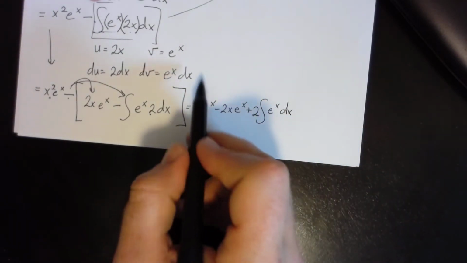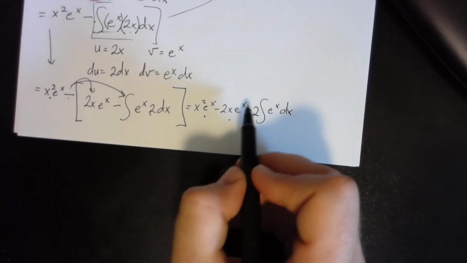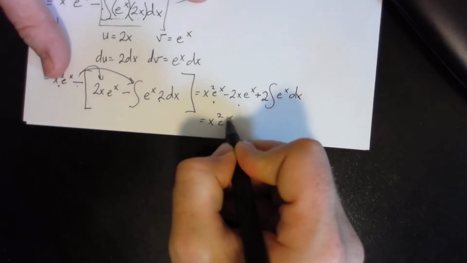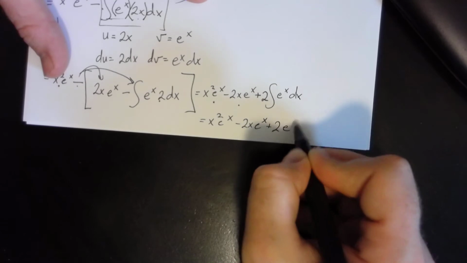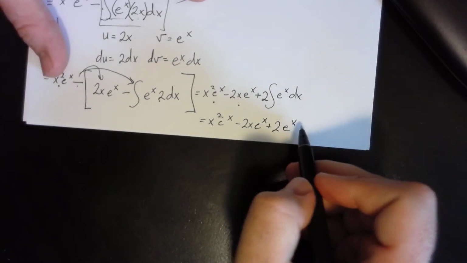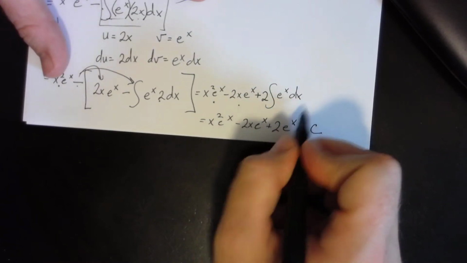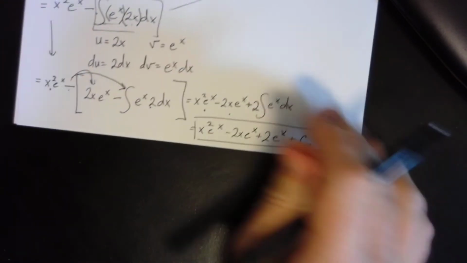Again, integration by parts got this part out. Second integration by parts got this part out. Now I've just got to integrate this simple integral, which will provide me with x squared e to the x minus 2x e to the x plus 2 e to the x. Don't forget, we have to tack on that plus c when there's no bounds, and we've integrated our last piece for integration by parts. And that's the final result for that one.